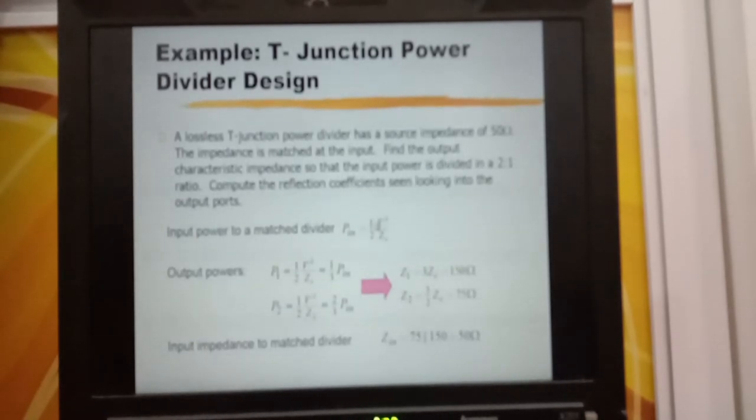The input power is given by V squared over 2Z0, where V is the voltage at the junction. The output power to port 1 is given by V squared over 2Z1, and the output power to output port number 2 is V squared over 2Z2. Since we want the output power to output port number 1 to be one third of the input power, we write this equation equal to one third of Pin, and the second equation to be equal to two thirds of Pin. If we substitute Pin with this equation into here, we will get Z1 equals 150 ohm and Z2 equals 75 ohm.